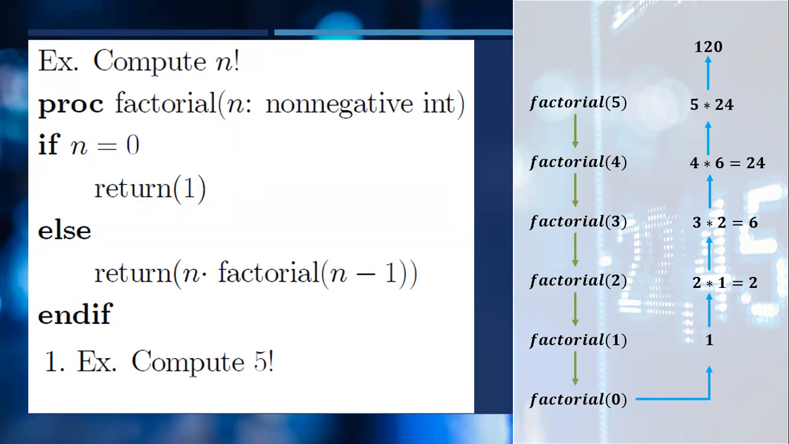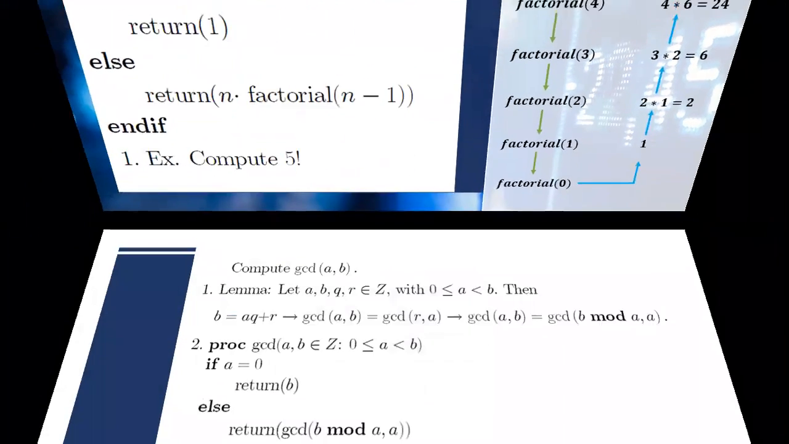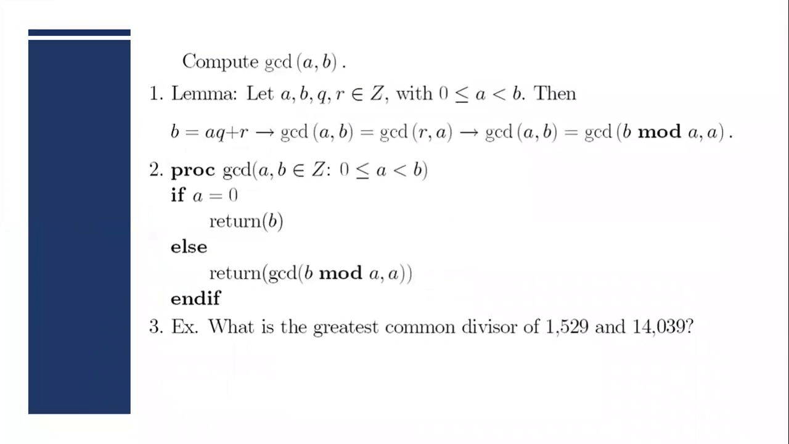A lot of the problems we've done in this course can be solved recursively. Let's consider the GCD. We know that we can get the GCD using the Euclidean algorithm. So if we want to find the greatest common divisor of 14,039 and 1,529, how can we do that? Well, one thing we can do is write a recursive GCD program. You'll note here, looking at the code, the GCD program calls itself with a smaller input.